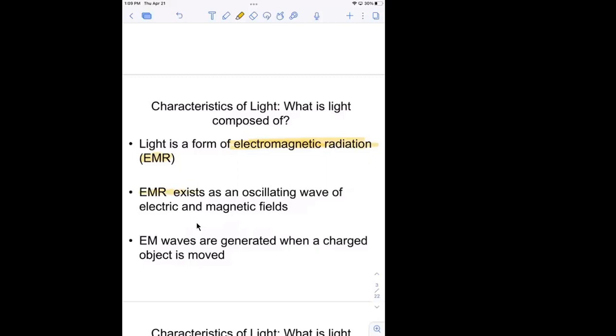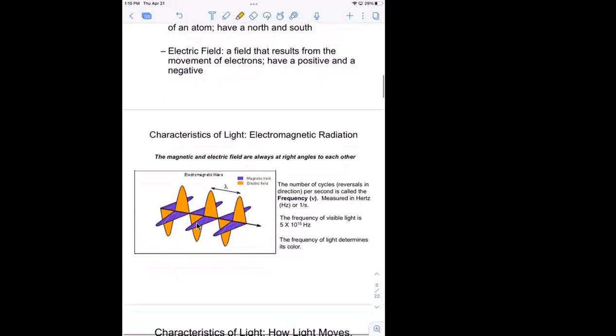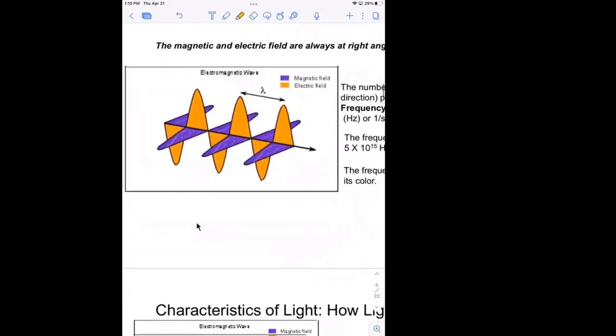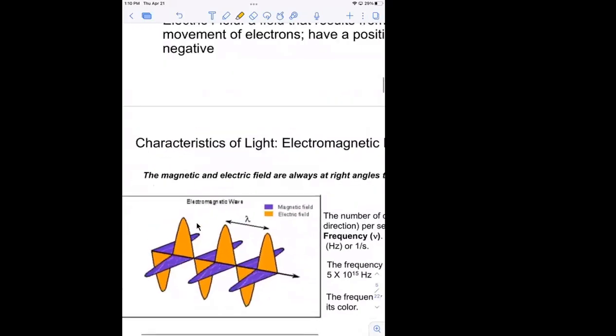But all electromagnetic radiation has two components. It has an electric component and a magnetic component. So that's where the electromagnetic part comes in. It has an electric field and a magnetic field, and this is all electromagnetic radiation. So you can think about light in this sense right here. Let me go down to this slide, where you have the electric field vertically going up and down, and then the magnetic field going horizontally, the purple regions, right?